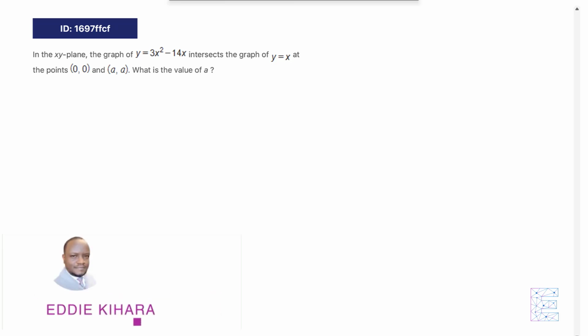All right, here's another SAT question involving systems of a linear equation and a quadratic equation. Let's go ahead and read it. In the xy plane, the graph of this equation intersects the graph of this equation at the points (0, 0) and (a, a). What is the value of a?